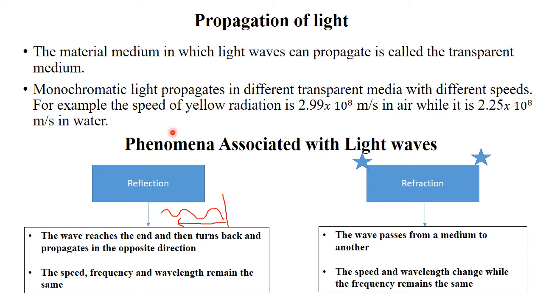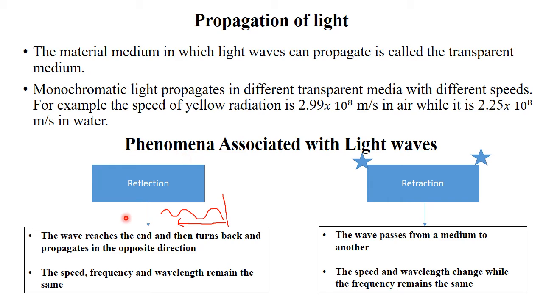Propagation of light. The material medium in which light waves can propagate is called the transparent medium. Monochromatic light propagates in different transparent media with different speeds. For example, the speed of yellow radiation, or the yellow color, is 2.99 times 10 to the power of 8 meters per second in air. However, it is different in another medium. It is different in water. It becomes 2.25 times 10 to the power of 8 meters per second. Here, water is considered the transparent medium.